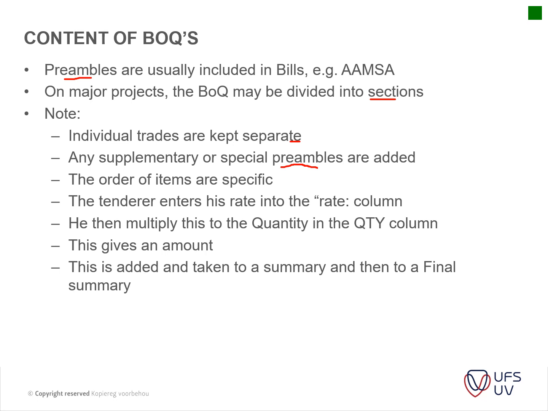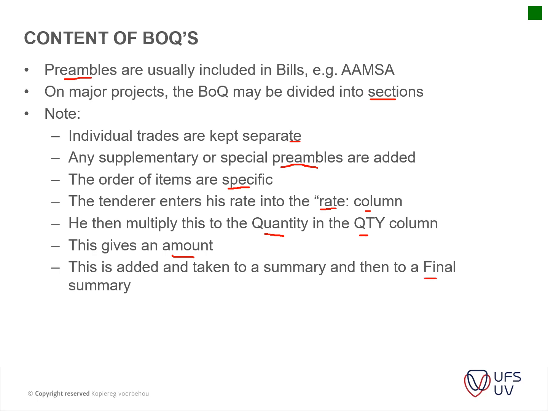And then the order of items is very specific. It's just easier to locate items. If you think about bills of quantities going into the thousands of pages, it's easier if you know this is more or less the order of these items. It's much easier to search for items, and it also prevents unnecessary misunderstandings. Then the tenderer enters his rate into the rate column. He multiplies the quantity in the quantity column with this rate, and it gives you the amount on the right hand side, and this is added and taken to the final summary.